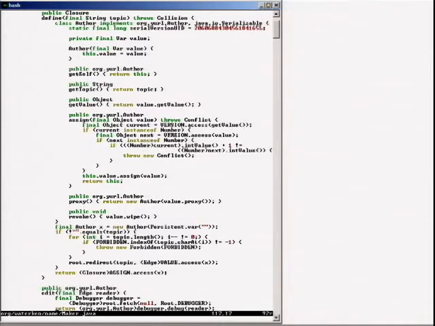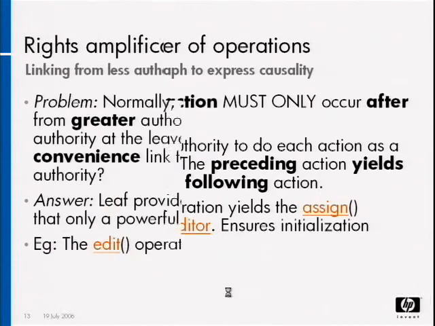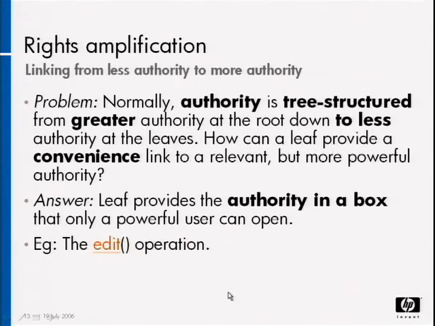All right, I'm going to go back and do our final pattern here. Rights amplification. One of the things you may have noticed when I showed you that graph of authorities that you get from the editable text blob is that there was a hierarchy to these authorities. I started out with a very powerful authority, the ability to read and write this blob of text. And then when I decomposed that, I got less powerful authorities. I got the ability to read and the ability to write and some other property authorities for creating caretakers.